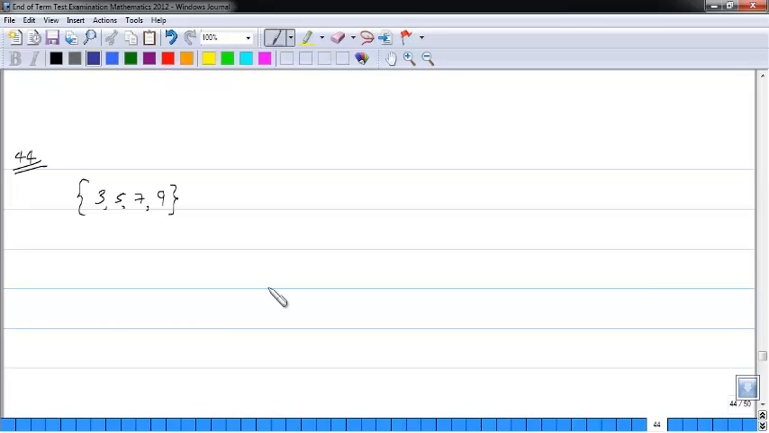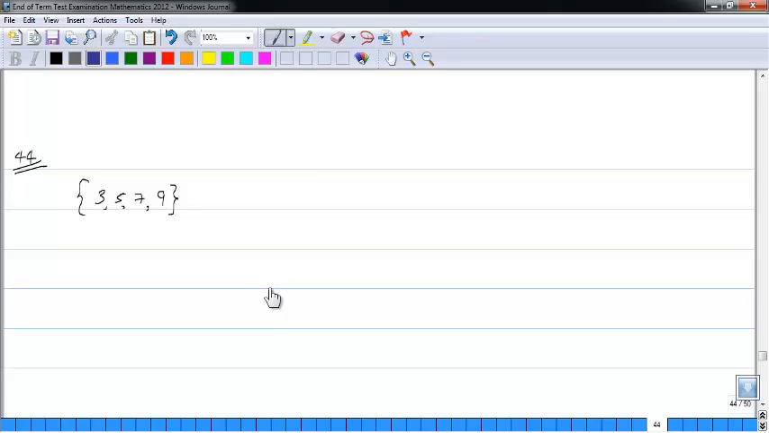Number 44. Number 44 says, which term best describes this set of numbers? The set of numbers shown is 3, 5, 7, and 9. The options we have for answers are A, counting numbers, B, even numbers, C, odd numbers, and D, prime numbers. Let's look at our options carefully.